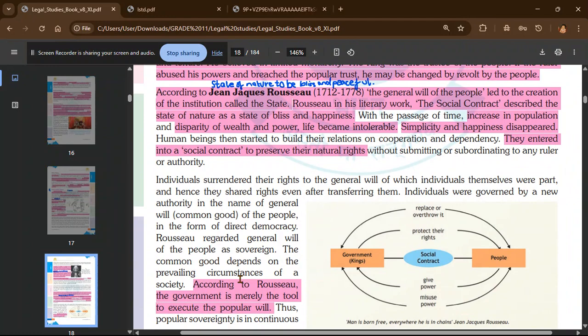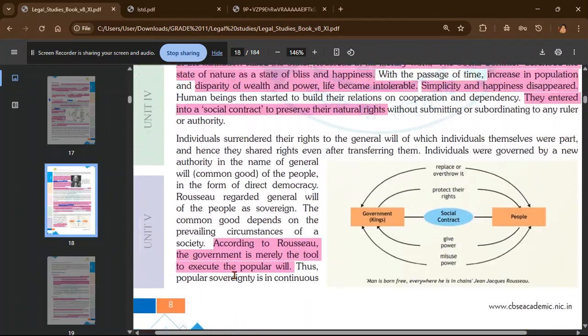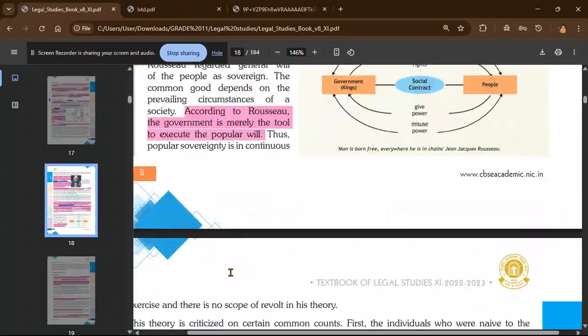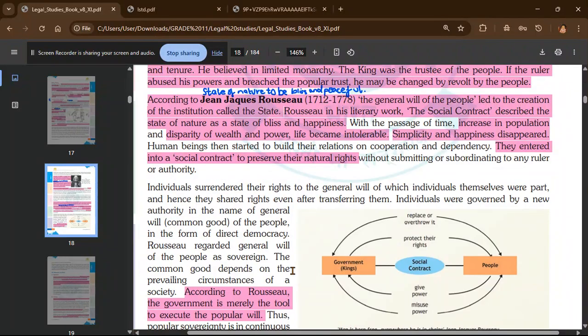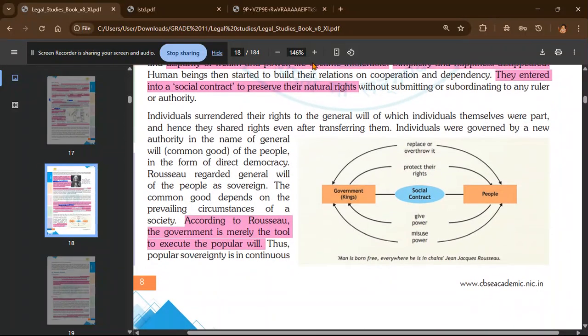It is merely a tool, according to him. So these were the three philosophers and their thoughts on social contract theory. They have given you a lot, right? One full page. You don't have to do this. All this stuff is not to be learned. This diagram you can learn, but it is not necessary. So this is all about the theories on the origin of state.